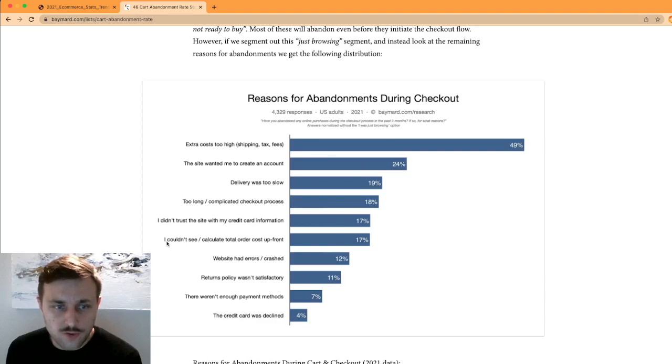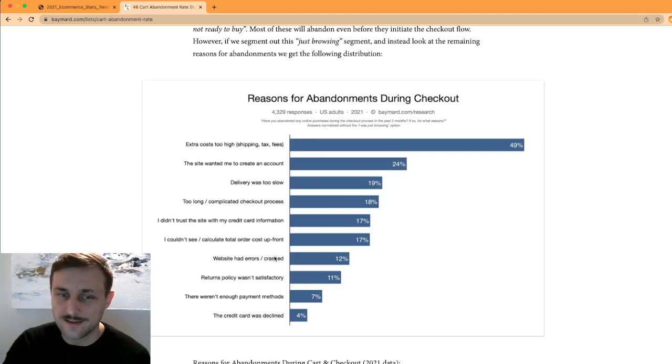Okay, another one: couldn't see or calculate total order cost upfront. So this again, 17%, that's quite significant. You could gain that if you make the process more transparent and easier to understand. So it's a lot about information management and making sure the information is clear and easy to understand.